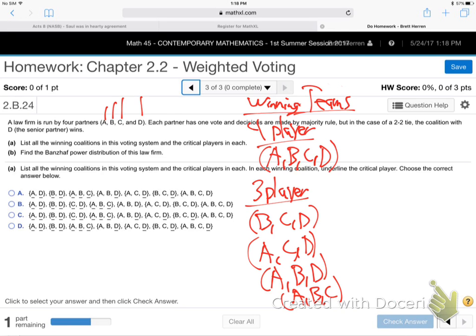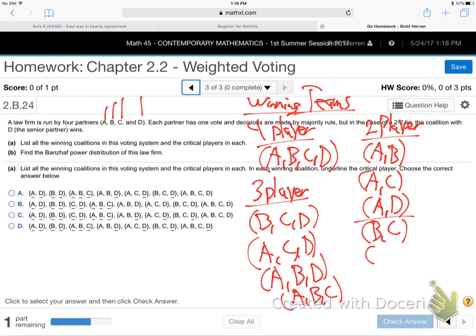Okay, so now let's list all the 2-player teams. What are the 2-player teams? Well, you know how to do it. You start with A, like the round robin: A, B, A, C, A, D. Then you start with B: B, C, B, D. And then you start with C: C, D. So there they are. There's all the 2-player teams. But are those all winners?